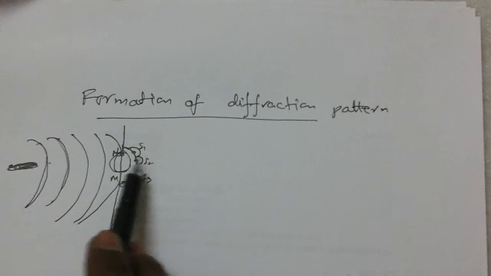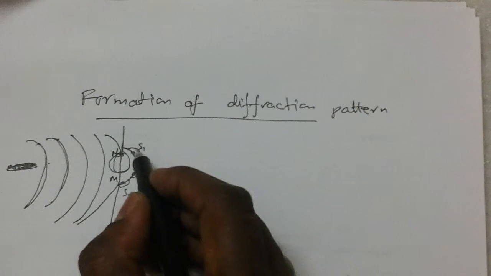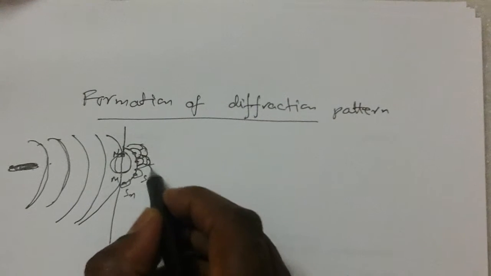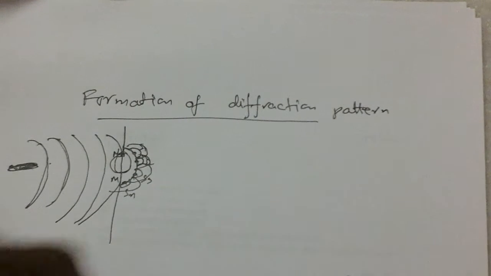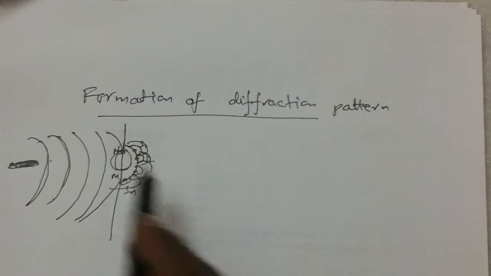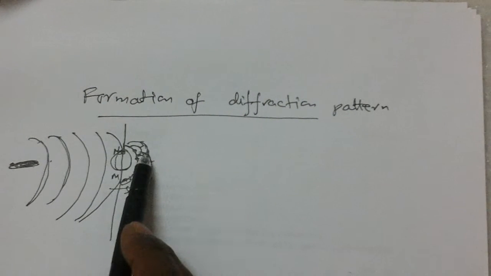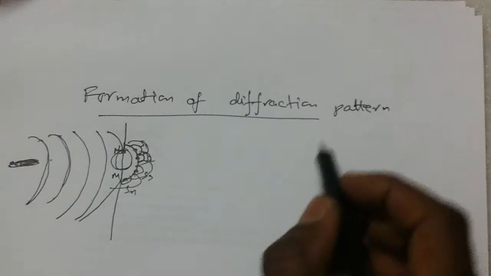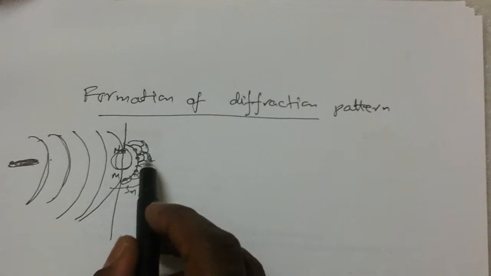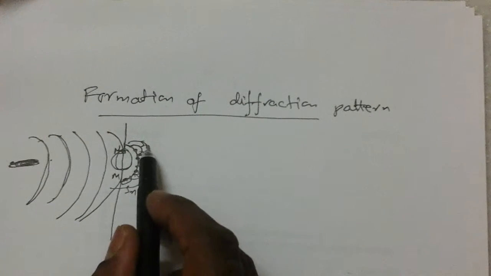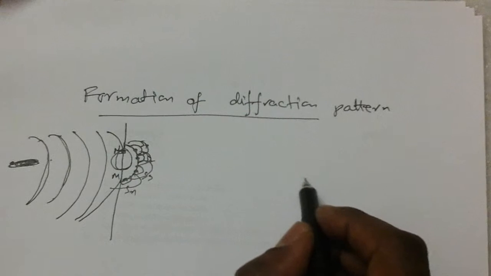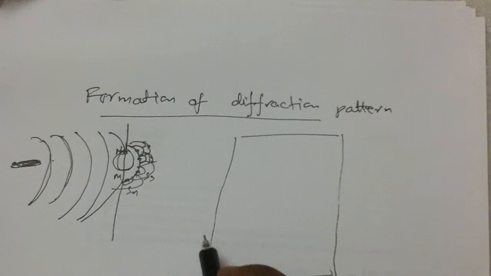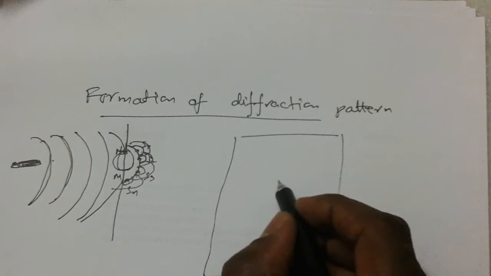All the secondary sources again give spherical wavelets like this. So the source wavefronts and the secondary source wavefronts are going to interfere, and finally the wavelets superimpose and form an interference pattern on the screen, as in the shadow region.